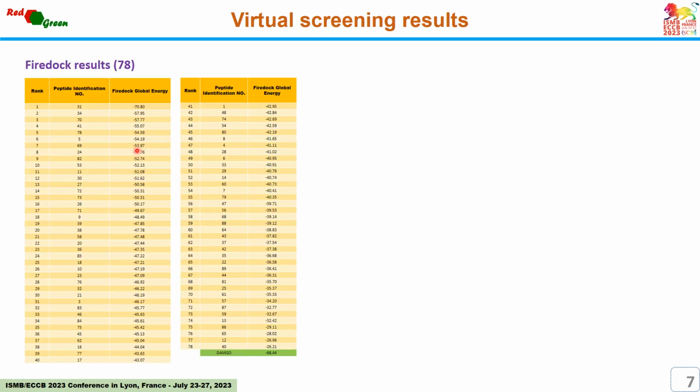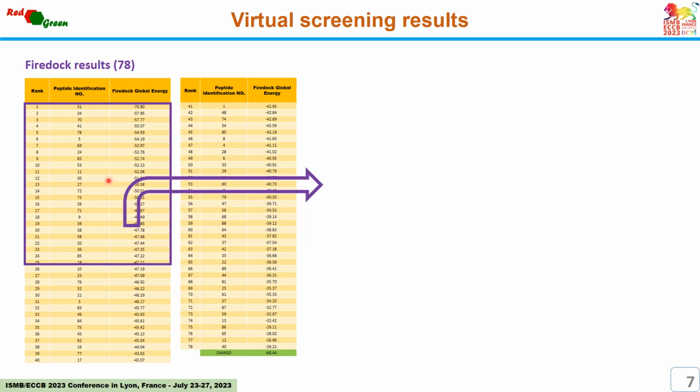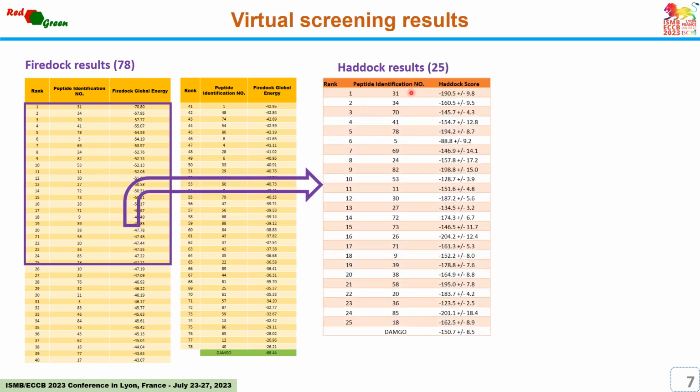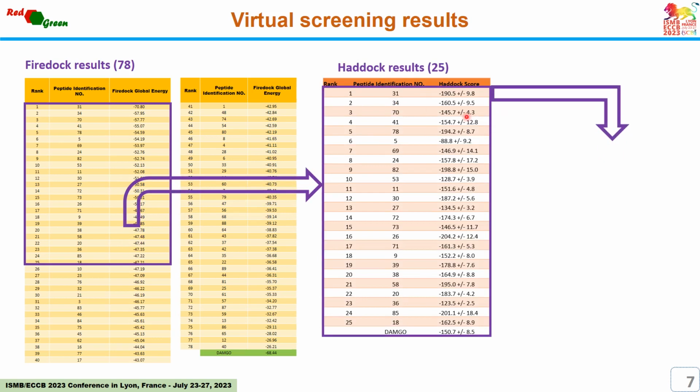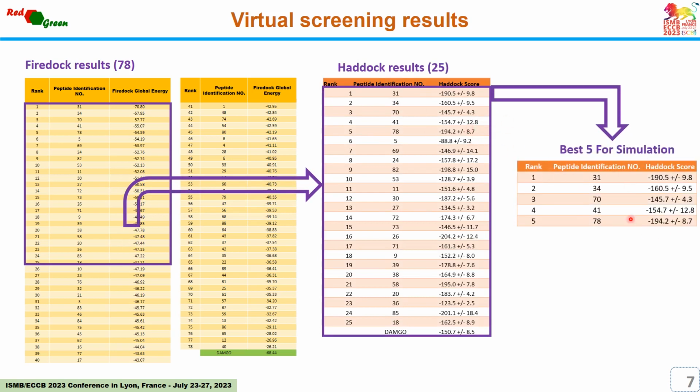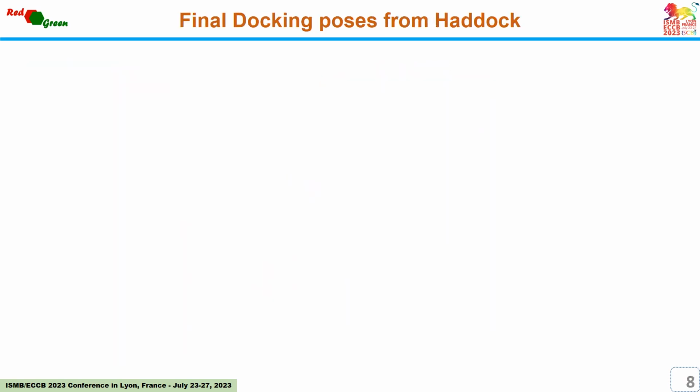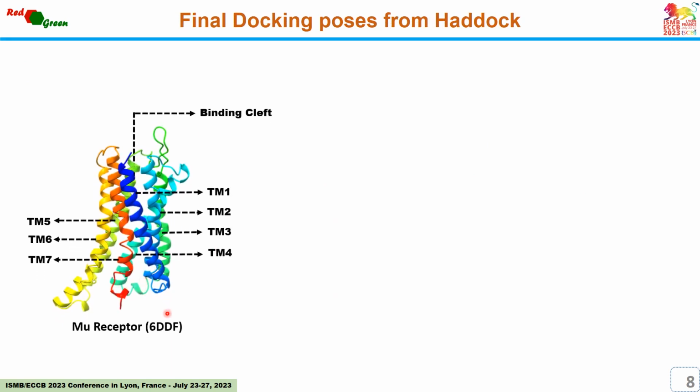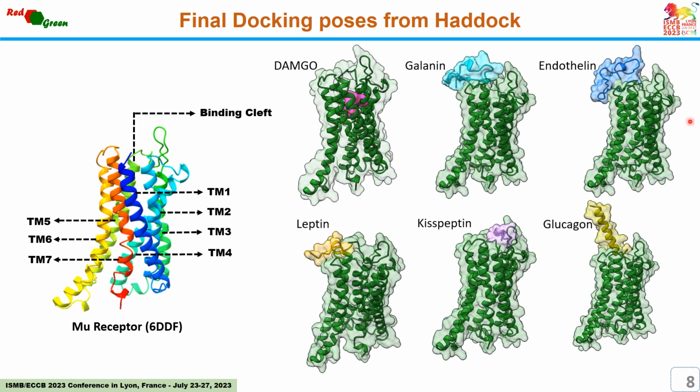In virtual screening, we used 78 peptides for initial screening through FireDock, and the best 25 are screened by HeadDock, and finally the top 5 are screened by the MD simulation. Here is the final docking result. This is the opioid receptor with the transmembrane domain, and here is the binding cleft, and this is the binding pose of our best 5 peptides with control peptide DMGO.